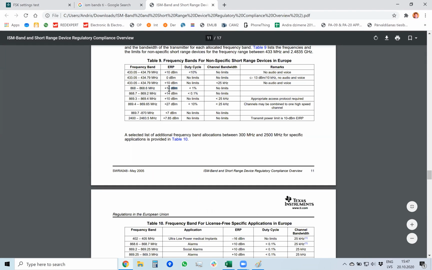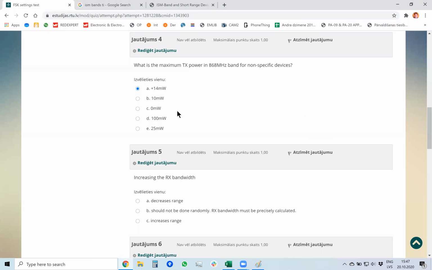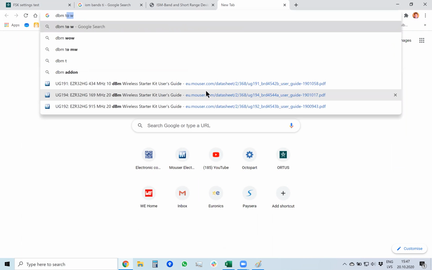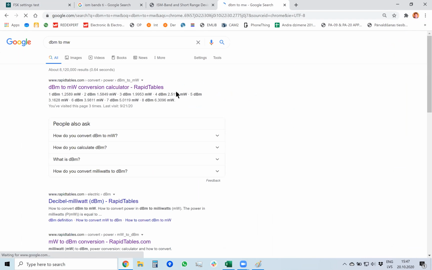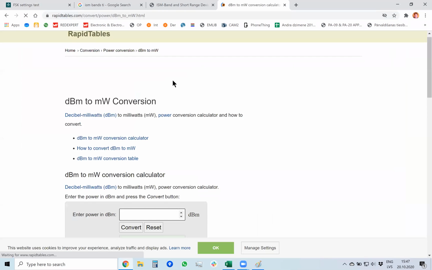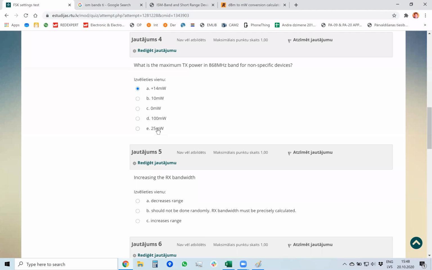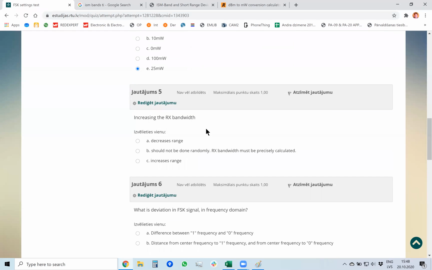This is in dBm, but you need to convert it to milliwatts. So let's try to do this online. You can go online and search for dBm to milliwatts, and you can just click here and write in dBm 14, convert, it's 25 milliwatts. So in this, you just select 25 milliwatts.